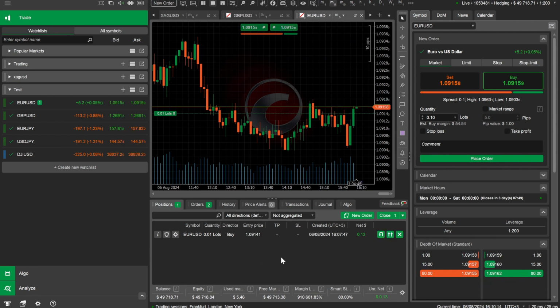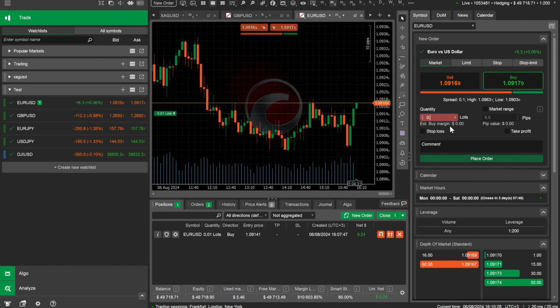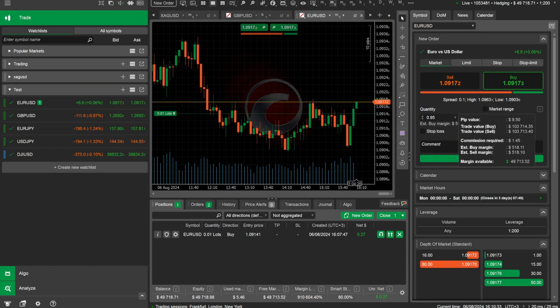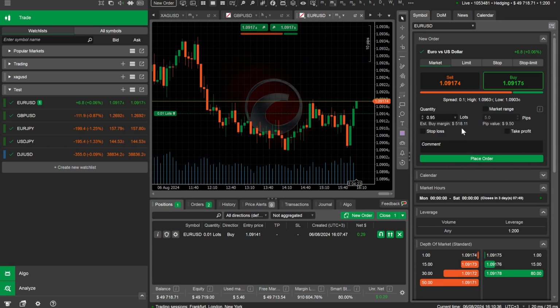And now, if I would like to open another trade, and maybe I want to open, let's say, 0.95 lots. If I want to open 0.95 right now, you see, I will not have enough margin. So if I try to open a trade by market price right now and I don't have enough margin, basically the buy margin here is bigger than the free margin.